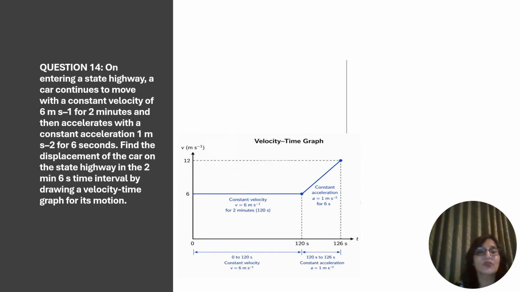Find the displacement of the car on the state highway in the 2 minute 6 seconds time interval by drawing a velocity time graph for its motion. Now here you see, children, I have given you the graph, that is your velocity time graph. What you have to do is refer to the question while seeing the graph, and I'm very sure you will understand. I have labeled everything according to the question.